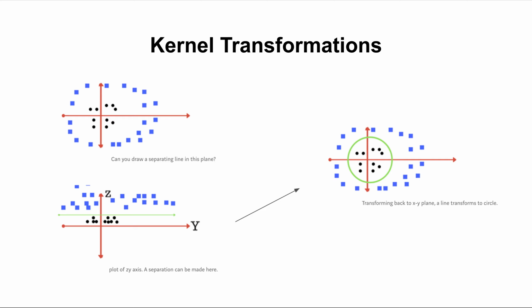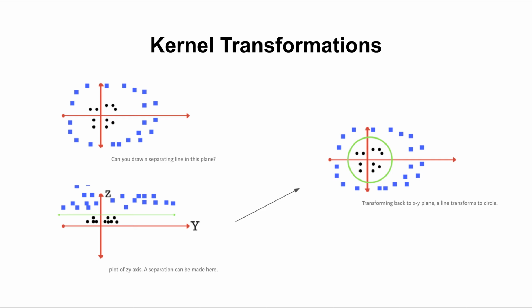And that's the essence of kernel transformations. We're basically taking something difficult to divide and making it something that's easy to divide. And then we can also visualize this as a circle, right? If you go back to the original xy plane, you could technically draw a separating hyperplane in the form of a circle, right? But that's definitely more complex.